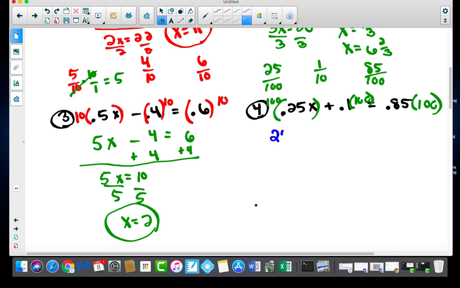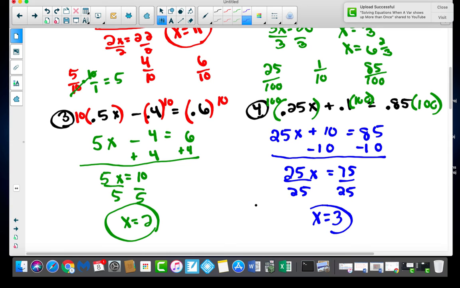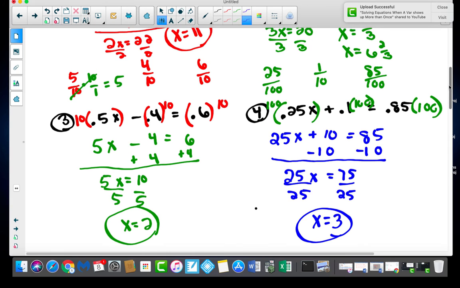So this will become 25x. This will become 10, and this will become 85. I'll subtract 10 from both sides, and I will get 25x equals 75. And of course, I'll divide by 25, and then x will equal 3. And again, you can check that. I'm pretty sure it's correct.